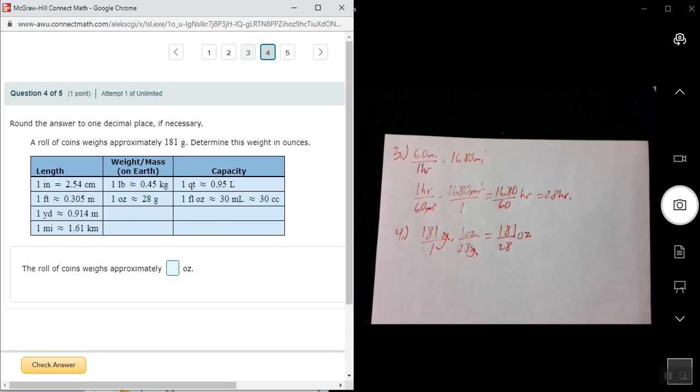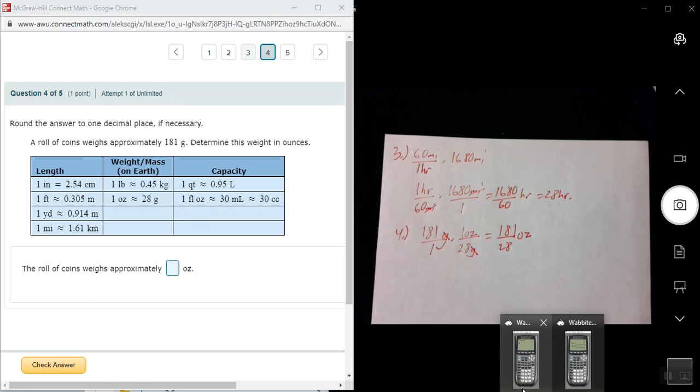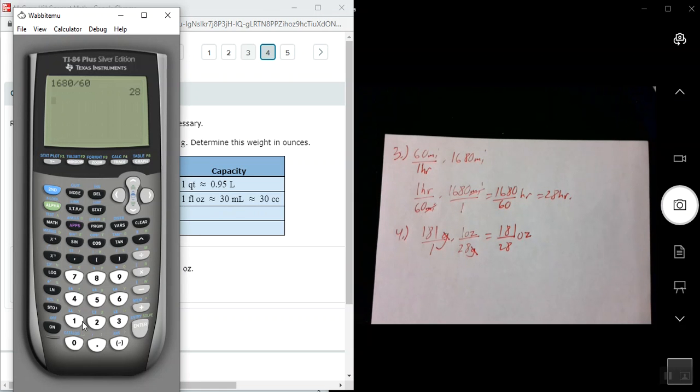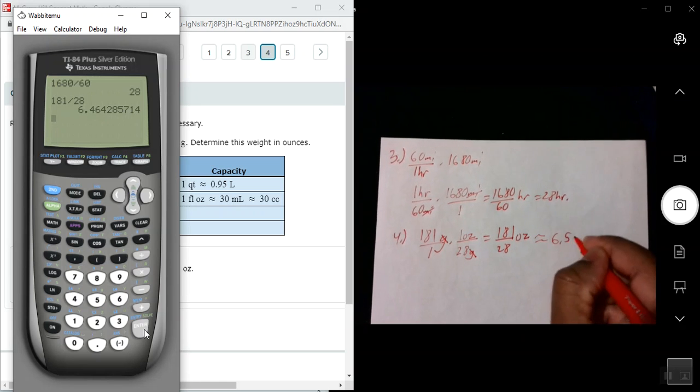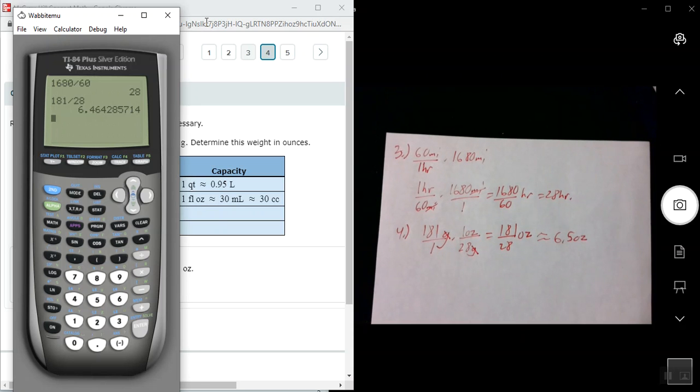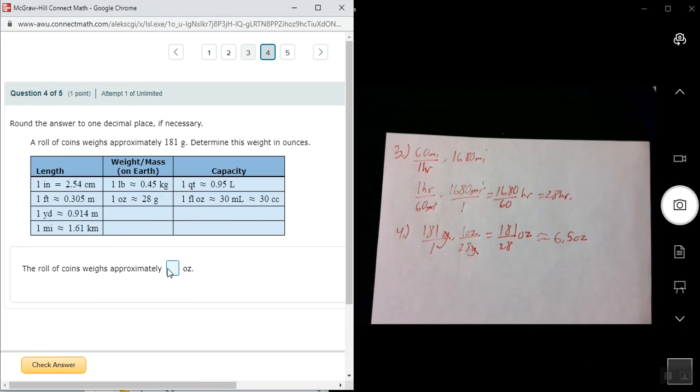So we need to put that in our calculator. We will have 181 divided by 28. Our answer, it told us to round to one decimal place, so it'd be 6.5 ounces. So your answer here would just be 6.5. Check the answer, and the answer is correct.